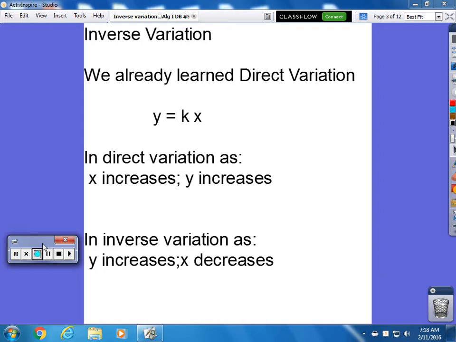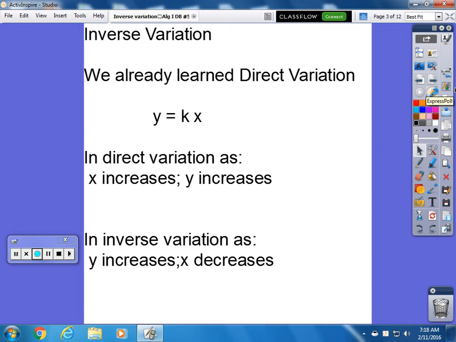An example of this would be like earning money by the hour. So the more hours you work, the more money you get. In an inverse variation, as y increases, x decreases. An example of this would be gas in your car. The more miles you drive, the less gas in the tank until you go fill it up again.